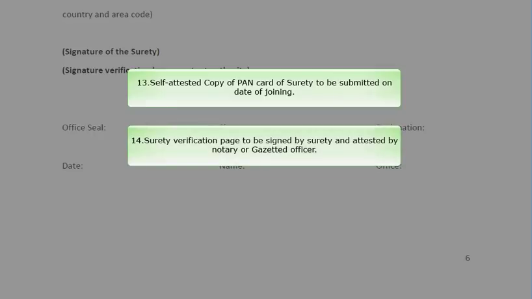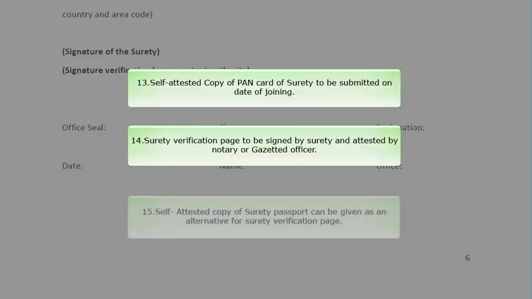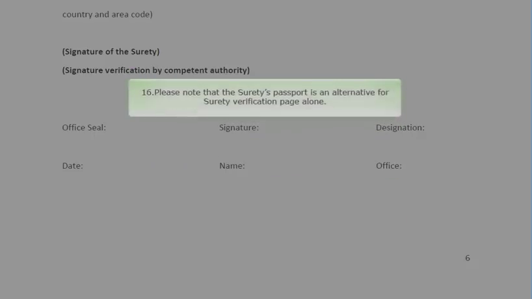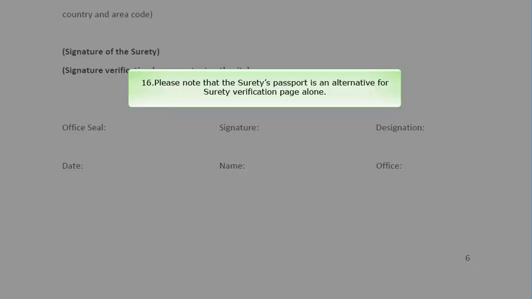Surety verification page, to be signed by surety, and attested by notary, or gazetted officer. Self-attested copy of surety's passport, can be given as an alternative, for surety verification page. Please note, that the surety's passport is an alternative, for surety verification page alone.